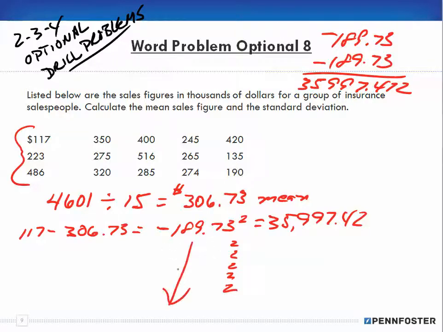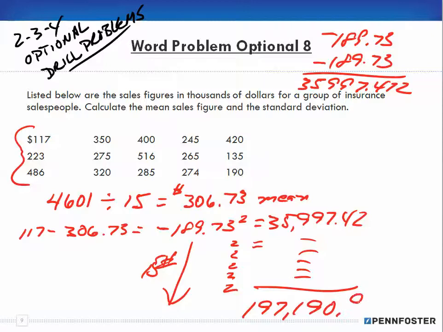Remember, from here to here there's 15 numbers, right? And I'm going to square each one, which is going to give me a list of the squaring of the deviations. So when I have these all squared, I have 15 numbers here, and I'm going to add them all up. When I add them all up, I end up with 197,190.9335. Okay, so that's the sum of the squared deviations.